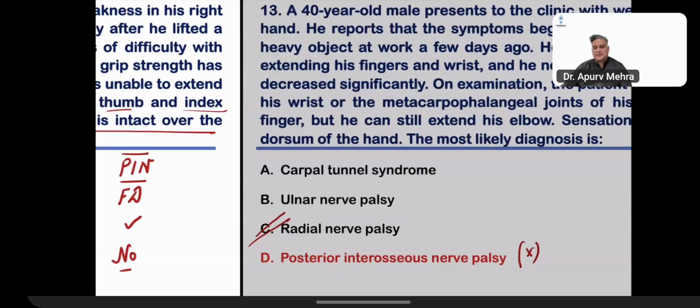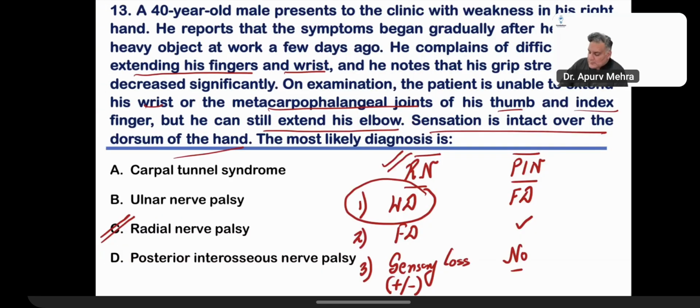In carpal tunnel syndrome, you will have no wrist drop or finger drop.